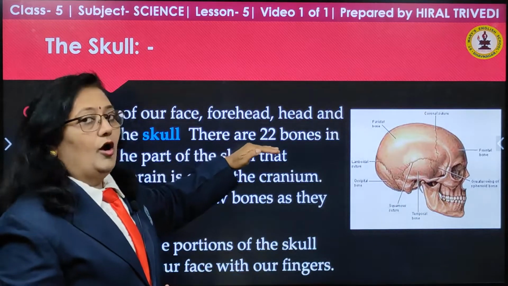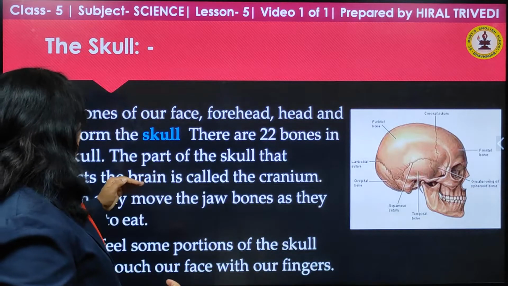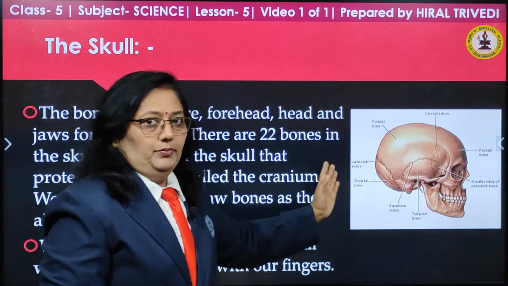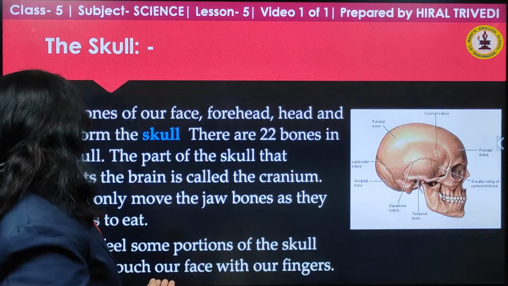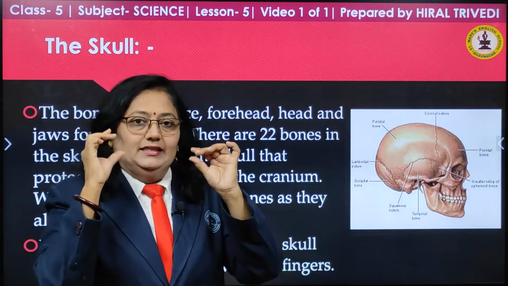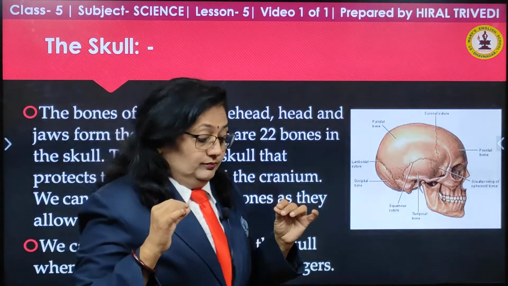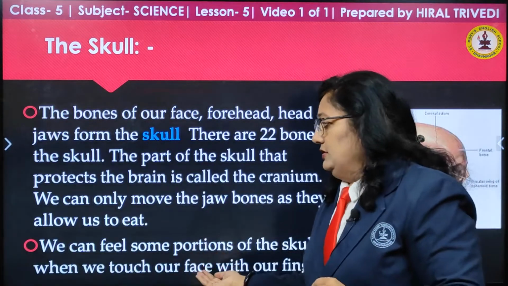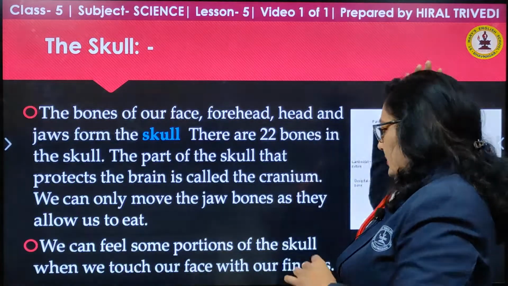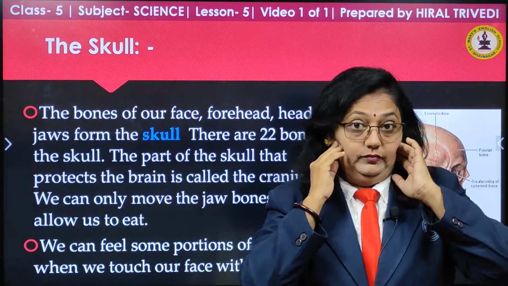You have to remember, how many bones in the skull? 22 bones. And the part of the skull that protects the brain is called the cranium. Yes, the part which protects the brain. We can only move the jaw bones, as they allow us to eat. If these were not movable joints, then we could not eat and we could not chew. The different types of joints we will be learning after this topic. We can feel some portions of the skull when we touch our face with our fingers. You can feel a hard part, that is the jaws.